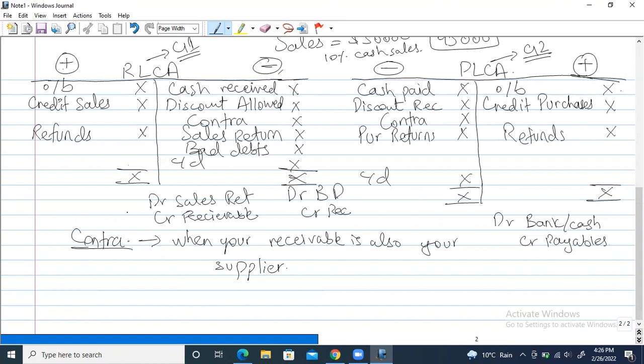So in this case, your contra entry occurs. And let me write one more thing over here, or vice versa. So this means this can be in the opposite way as well. When your receivable is also your supplier, or in other words, your supplier is also your receivable.